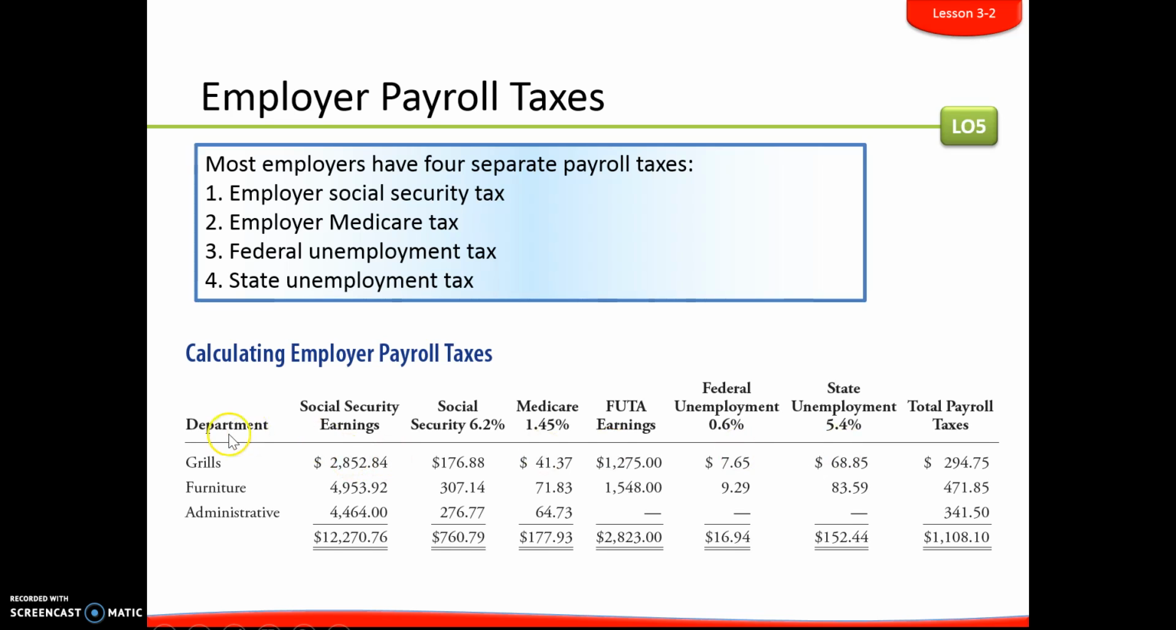So we have our departments again broken down, and we figure out Social Security, Medicare, FUTA and SUTA, and then the total payroll taxes for each of our departments there.